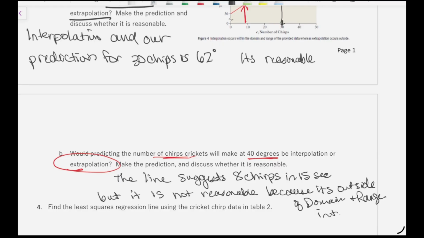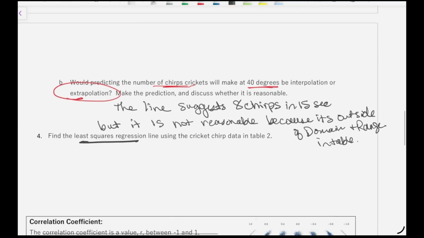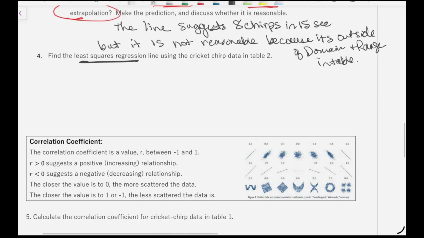In the table. Okay. All right. Number 4 says find the least squares regression line using the cricket chirp data in table 2. Some books say this, some books say regression line. I'm going to say regression line because I'm going to pull my calculator out and have my calculator find this.